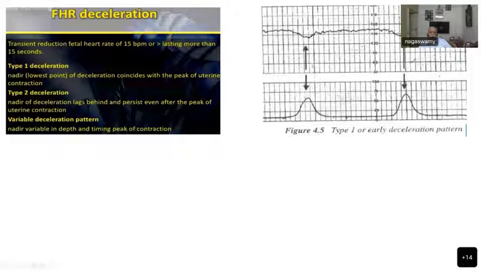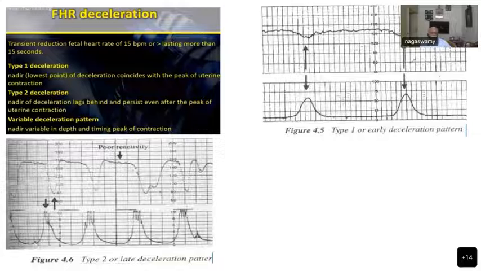Okay, if that is happening, it is mainly not because of the intracranial pressure, it is a scalp compression. So scalp compression at the lower uterine segment, that is what is causing a decrease in the heart rate. So this is the picture, if you can easily remember how it corresponds with the uterine contraction.